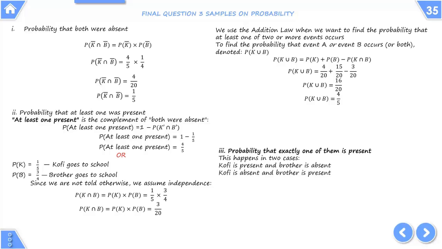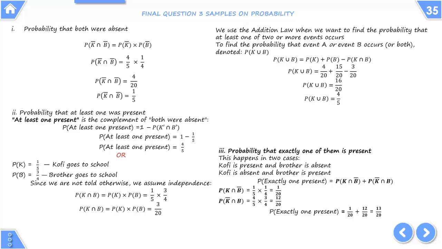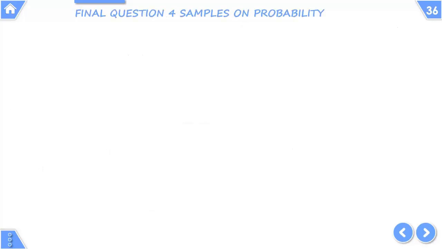Probability that exactly one of them is present. This happened in two cases. Exactly one of them is present. That means that if one is present, the other will be absent in that case. So if Kofi is present, his brother is absent. If Kofi is absent, his brother is present. So we deal with it like that, and we look at all the possible chances that there will be in that case, and then we can add their resultant and get 13/20 to be the final answer.